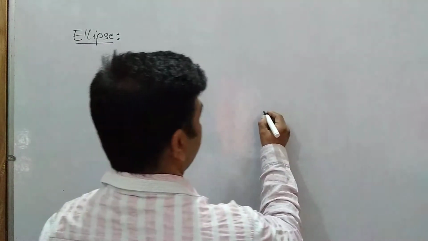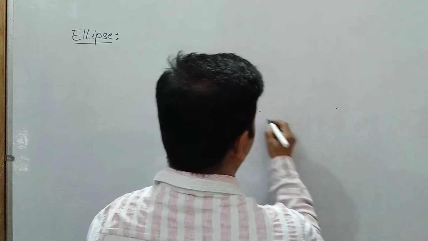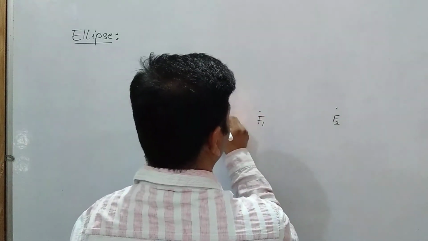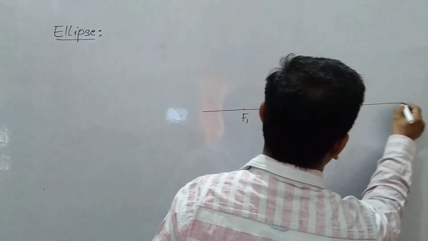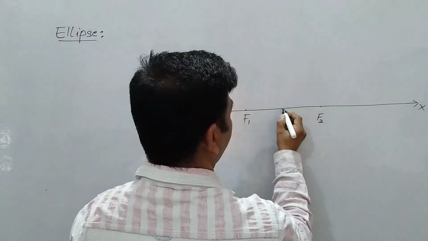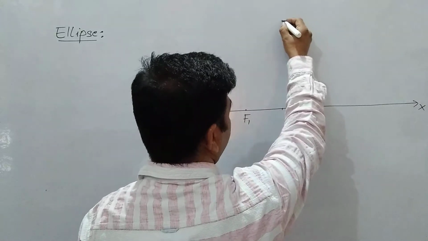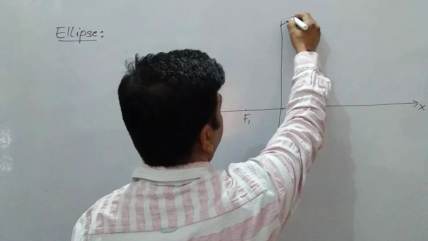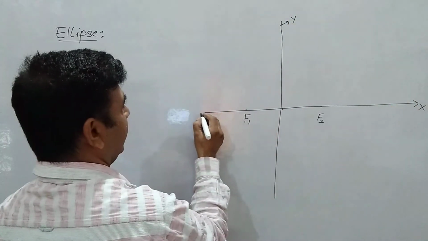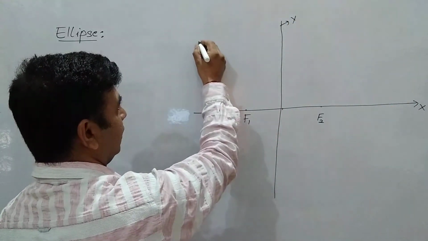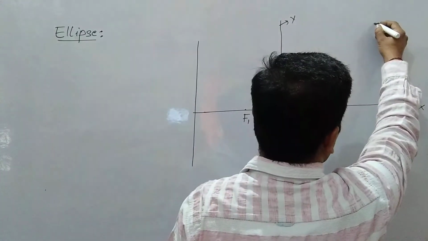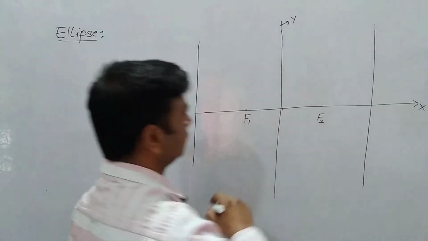Let me clarify more with the graph. Let us consider any two fixed points, F1 and F2, and the line passing through these two fixed points is taken as the x-axis, and the midpoint of these two fixed points is taken as the y-axis. So this is your y-axis, this is your x-axis, and let me take two fixed lines as well. Let this be the first fixed line, and this the second fixed line.